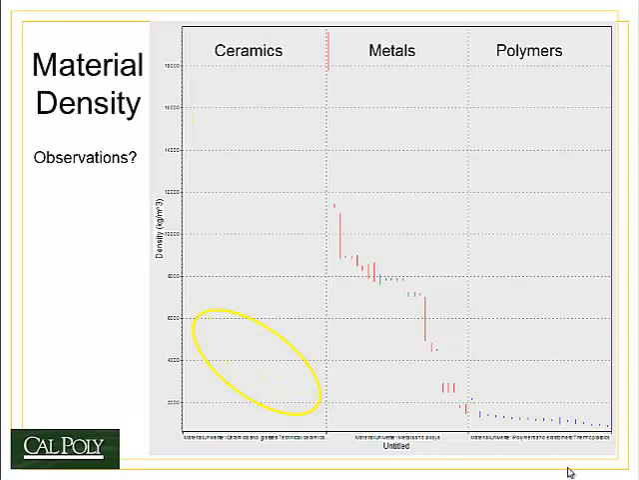Another property we could look at is material density. Again, what we see is that ceramics have a moderate or intermediate density. They're not the most dense materials, that's generally metals, but they're also not the lowest density, that's polymers.